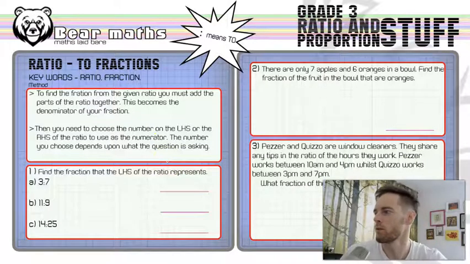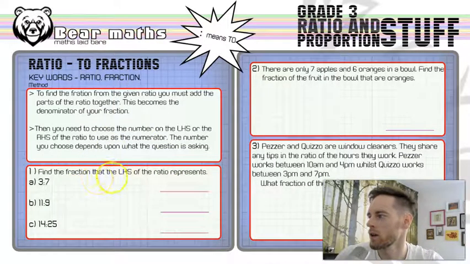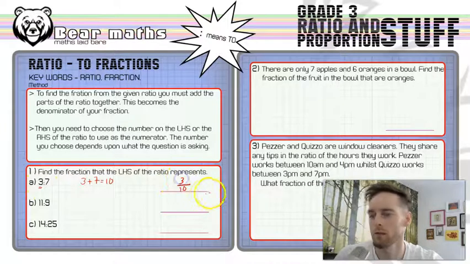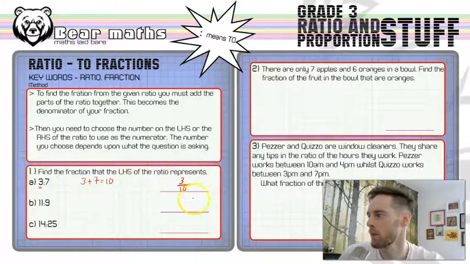Alright, so in number one, find the fraction that the left hand side of the ratio represents. So that would be the 3 out of the total. Alright, so add 3 and 7, 3 plus 7 equals 10. That's the denominator of our fraction, and then we'll put the 3 on the top. That's the numerator of our fraction.